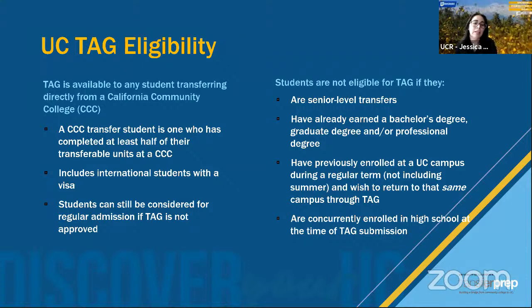And then lastly, any student that's concurrently enrolled in a high school at the time of TAG submission is not eligible for TAG. Typically, if you are concurrently enrolled at a high school and taking community college classes that you haven't yet graduated, you would be considered a freshman applicant. Next slide.